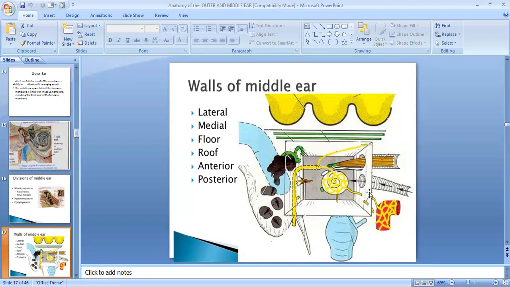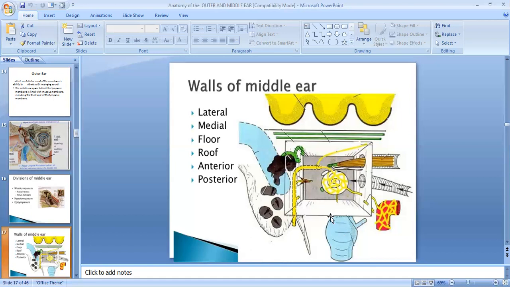This is the interior wall, also known as the carotid wall. You can see this is the internal carotid artery. This one is the tensor tympani muscle, and this is the Eustachian tube. So there are these openings. These openings are for these structures: the muscle, the tube, and the carotid artery.